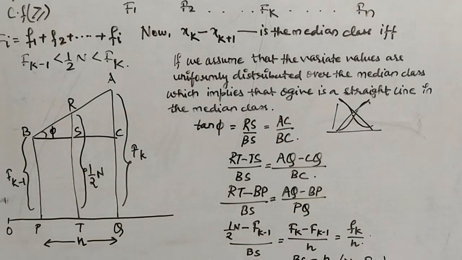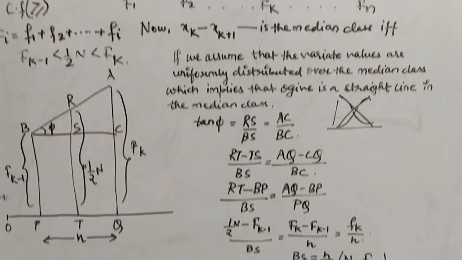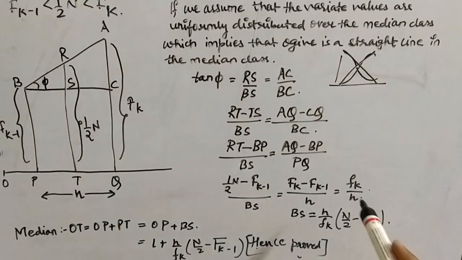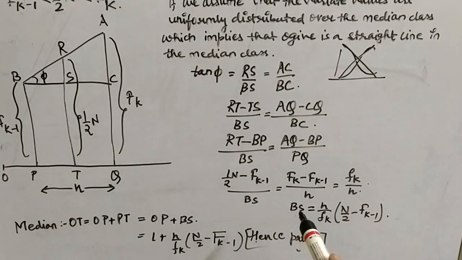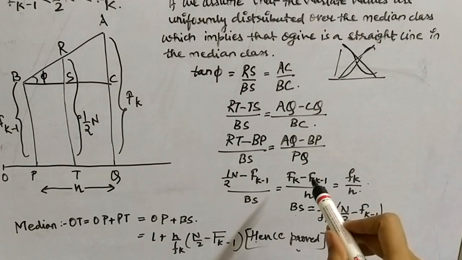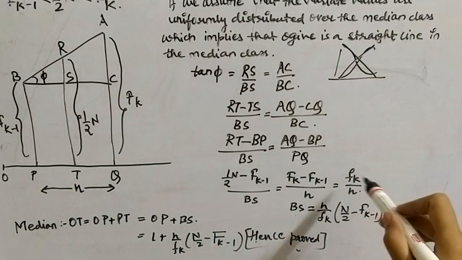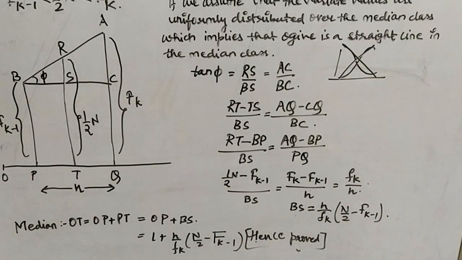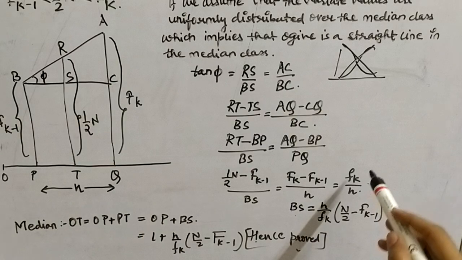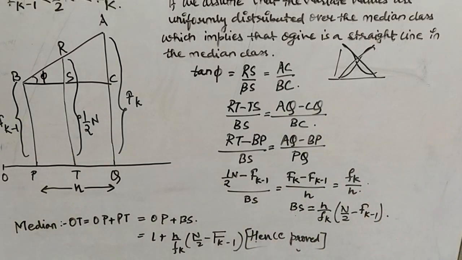because we have the formula for BP. Okay, now putting the formulas over here, you can see that we have got the value for BS. Now you might be confused that FK minus FK minus 1 is the frequency of the median class. You just have to reverse the formula or go back to how we got cumulative frequency of greater than type. Then you will definitely know how this is equal to the frequency of the median class.